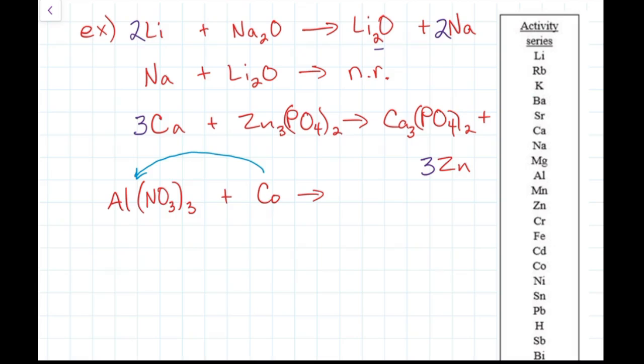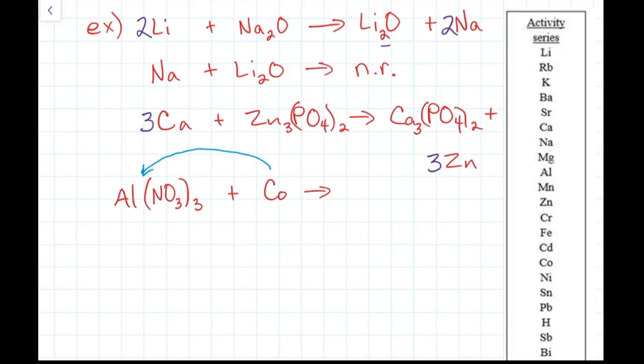Okay? And so then you have to decide, all right, will cobalt, the thing that's by itself, which you always want to be higher on the list. Is cobalt higher on the list than aluminum? And the answer in this case is no. Aluminum is above cobalt. So if aluminum is above cobalt, cobalt can't replace aluminum, so this is going to be an NR for no reaction. Okay. So we don't have to balance it, obviously, because there's no products, because there's no reaction.